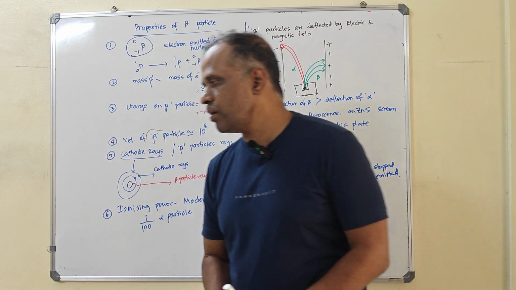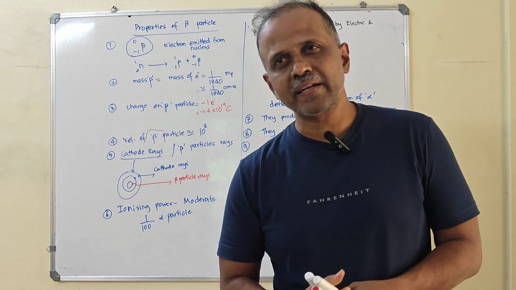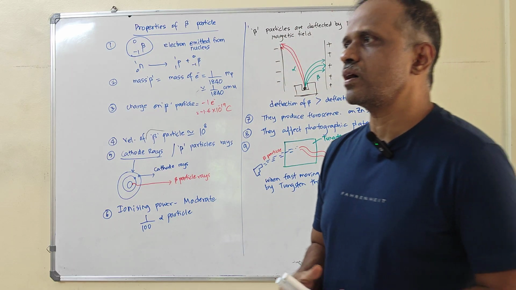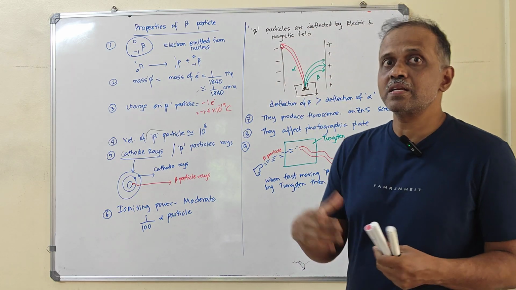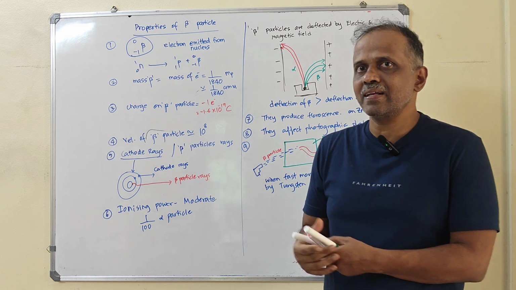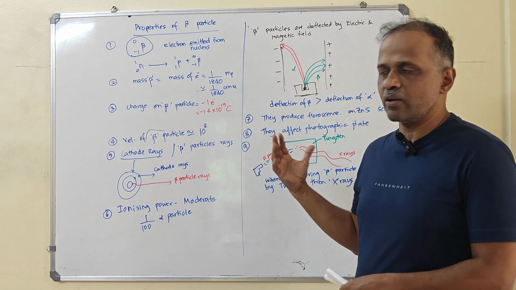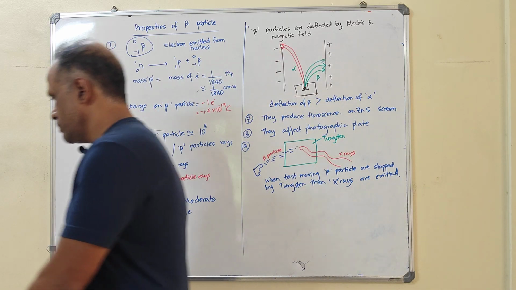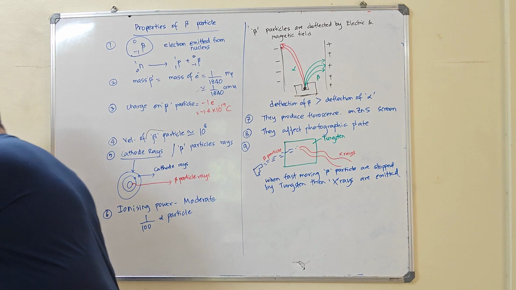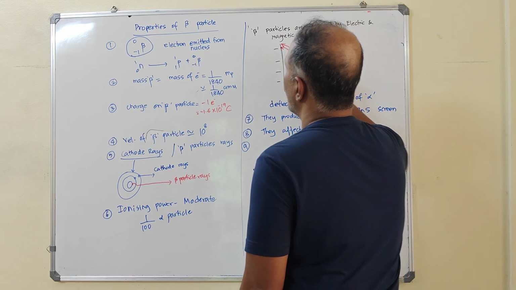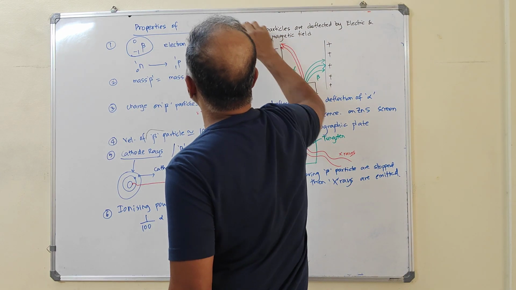Lastly, beta particles can penetrate through the skin. They do not have as much damaging effect as gamma rays, but they are also dangerous.